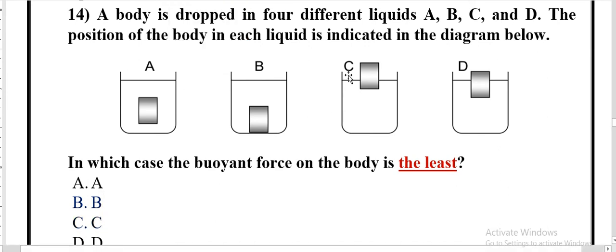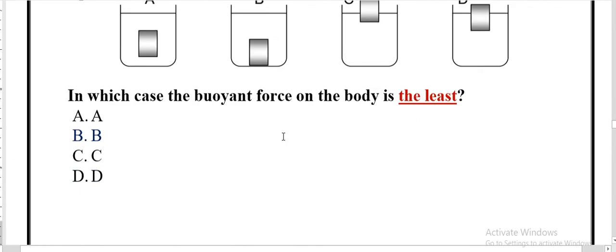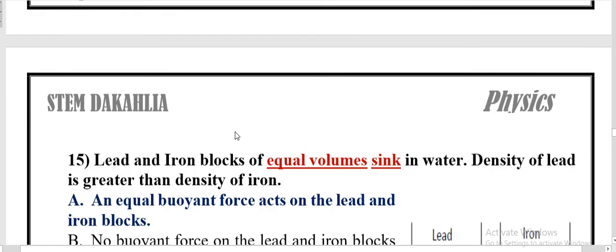When comparing the buoyant force for C and D, C will be the least, but B is sunken, so it will have less buoyant force than C. Okay, sorry for this mistake.